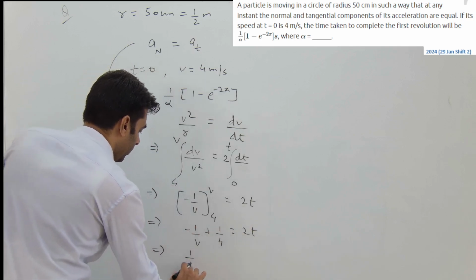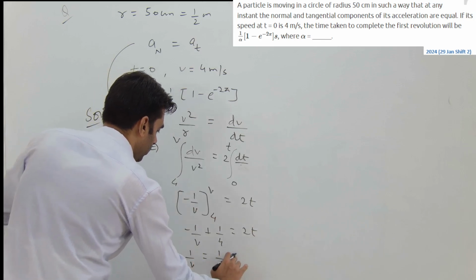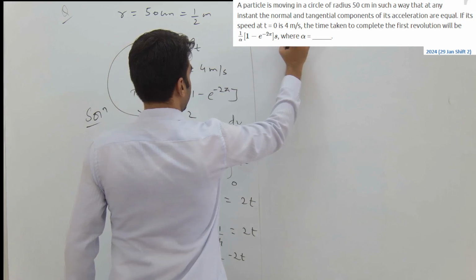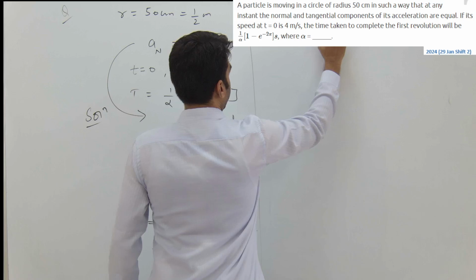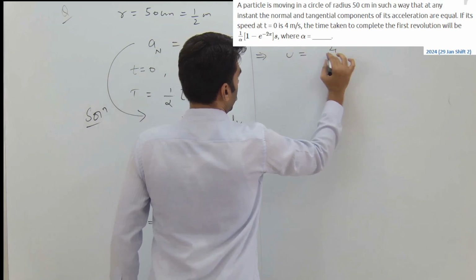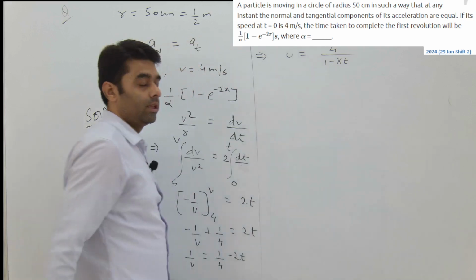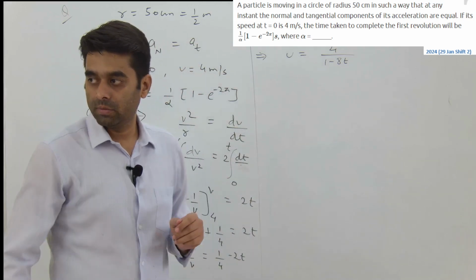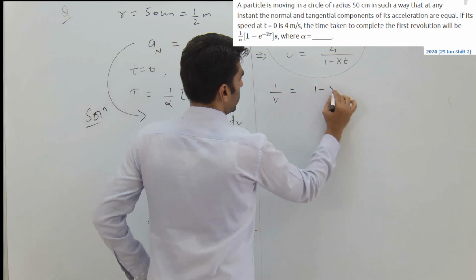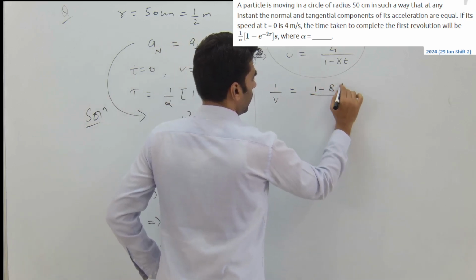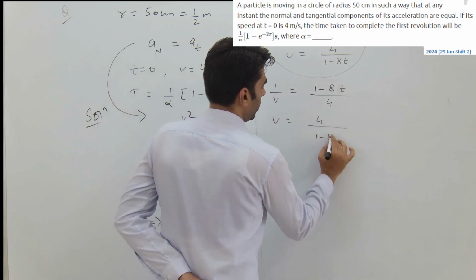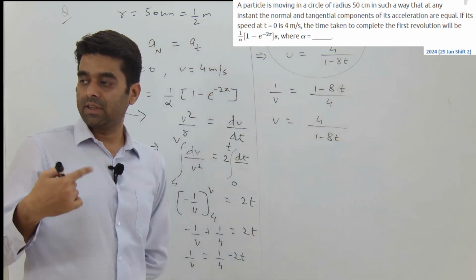Let's simplify. Minus 1 by v plus 1 by 4 is equal to 2t. What do we get? 1 by v is equal to 1 by 4 minus 2t. Further, we can write 1 by v is equal to (1 minus 8t) by 4. From this, v is equal to 4 by (1 minus 8t). This is the speed as a function of time t.